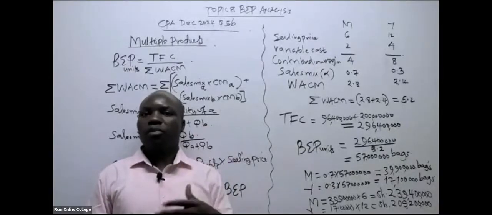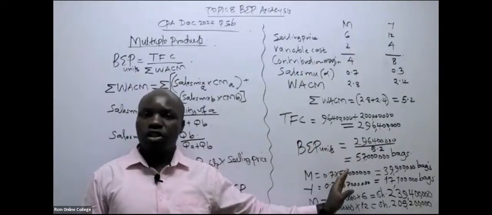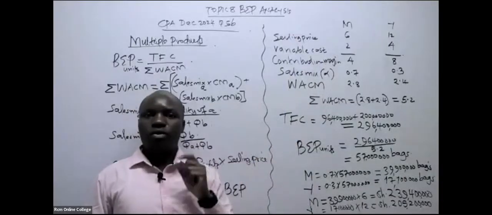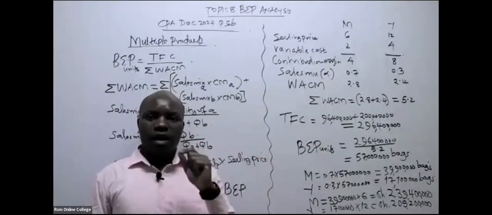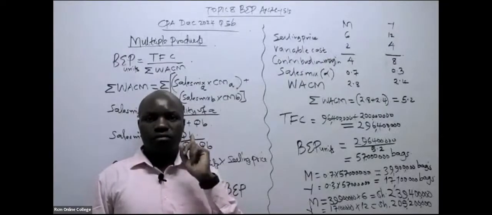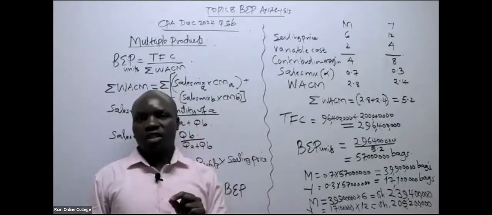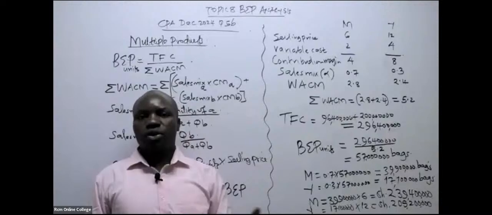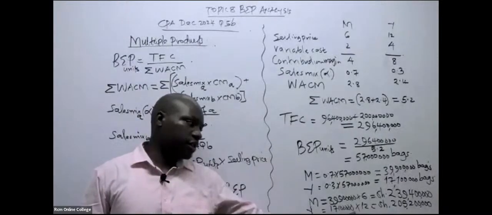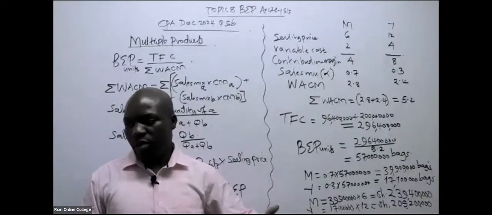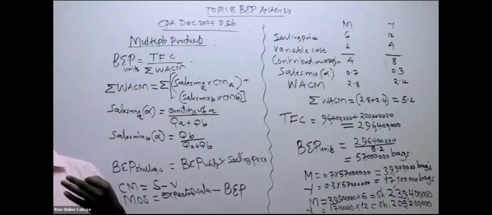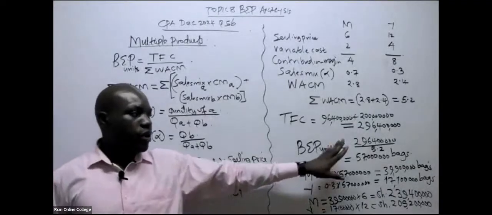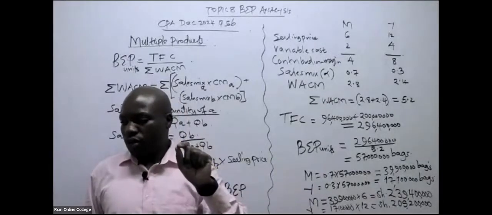How do we get break-even point in shillings? We must get the break-even point in units for individual product, then multiply by its own selling price. That is why we took 39,900,000 multiplied by 6 to give us break-even point in shillings. That is why we took 17,100,000 multiplied by 12 to give us the break-even point in shillings for product Y. So that's how we get our break-even point in shillings and in units for multiple products. So I want us to use this break-even point and see whether we'll be able to break even.